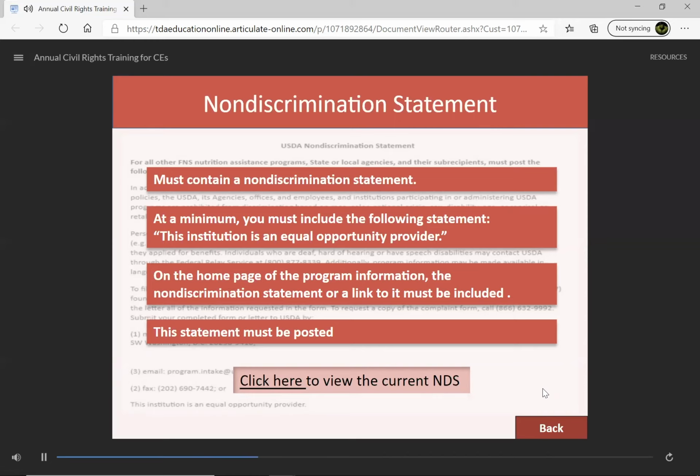It is not required that the non-discrimination statement be included on every page of the program information website. At a minimum, the non-discrimination statement, or a link to it, must be included on the home page of the program information.